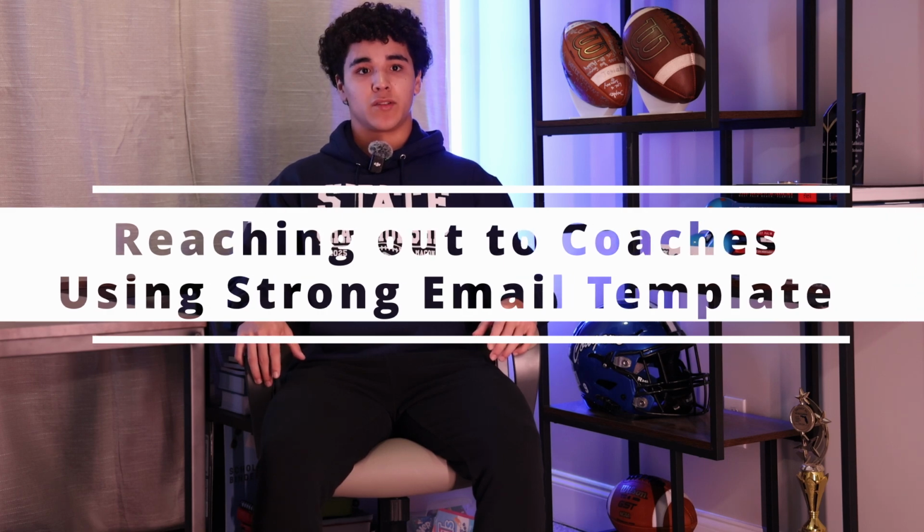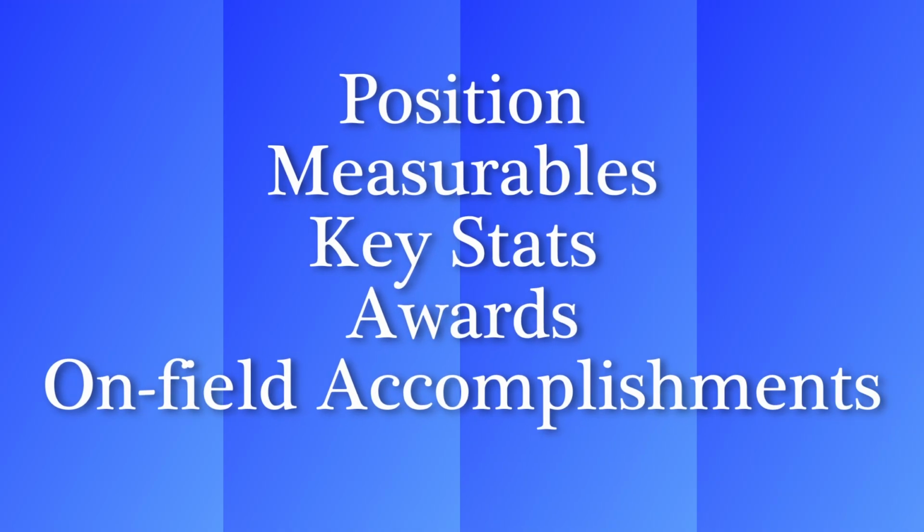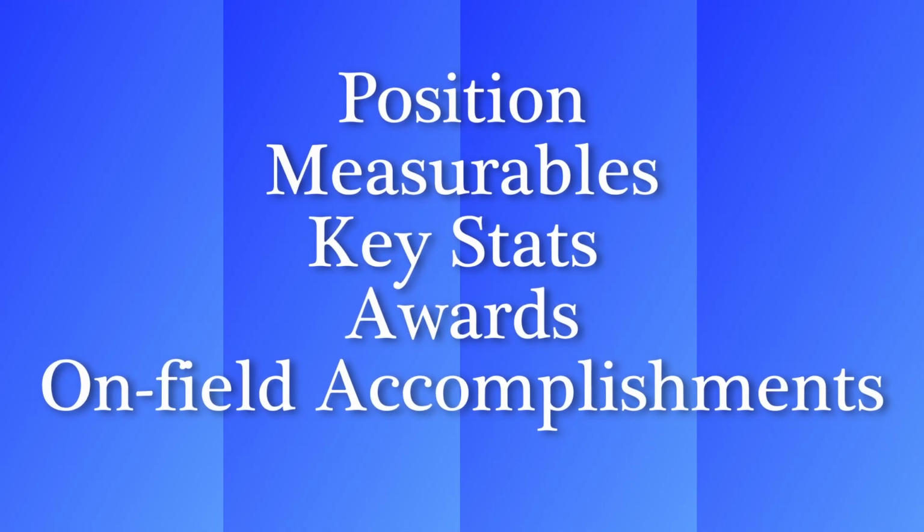Step 3 is all about reaching out to coaches with a strong email template. This is where real relationships start forming in the recruiting process. Your introduction email should give coaches a complete snapshot of who you are academically, athletically, and personally. Start with your academic profile, your GPA, any test scores you have, and your graduating class. Then highlight your athletic side, your position, measurables, key stats, awards, and on-field accomplishments.